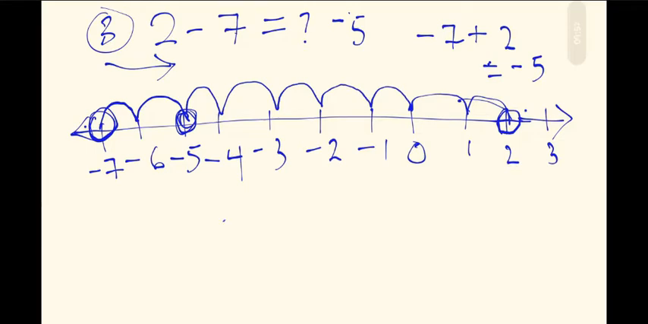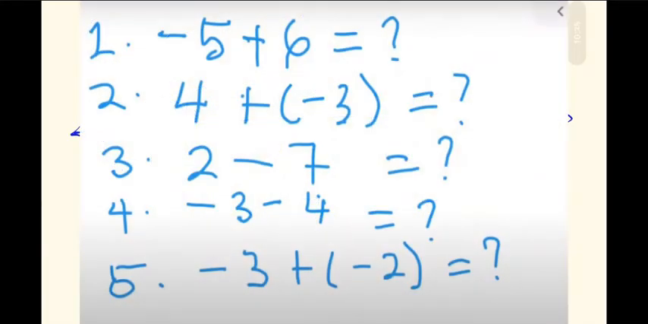Therefore 2 minus 7 is what? -5. It's very easy adding numbers using the number line, and it makes you understand it better. So you can use the number line to add positive and negative numbers, so you don't even have to get confused doing that. Solve our next question. -3, -4.